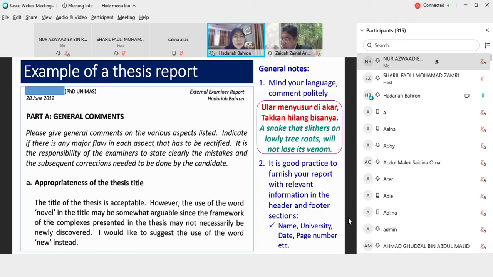However, the use of the word novel in the title may be somewhat arguable, since the framework of the complexes presented in the thesis may not necessarily be newly discovered. I would like to suggest the use of the word new instead of novel. So you see, I'm not saying that what I'm doing is absolutely correct and everybody must follow this, but the general note here that I would like to remind examiners is that you must mind your language.